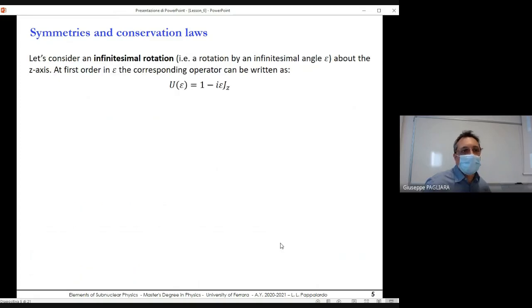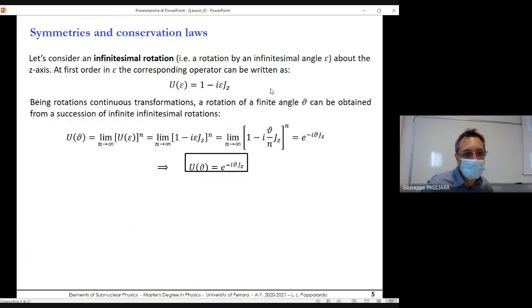Now, let's consider an infinitesimal rotation, so a rotation by an infinitesimal angle epsilon about the z-axis, for instance. So one can make a power expansion of this rotation, okay? And at the first order, in this small parameter epsilon, this operator corresponding to an infinitesimal rotation is written in this way: 1 minus i epsilon Jz. Of course, one can have here higher order terms in epsilon, okay? Squared, cube, etc., which we neglect for the moment.